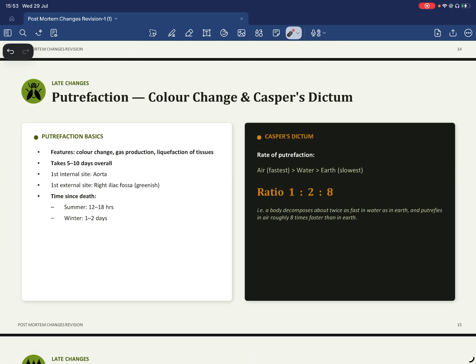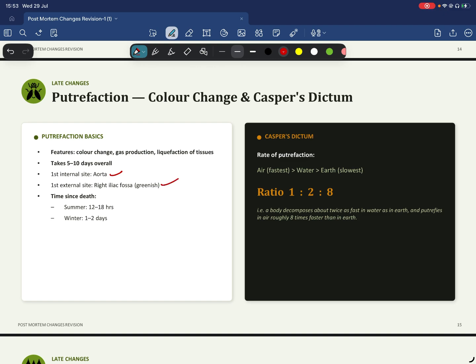Putrefaction is defined as decomposition of the body after death caused by bacterial action, leading to liquefaction of organs and tissues. The features seen are color change, gas production, and liquefaction of tissues. It takes approximately 5 to 10 days. The first site where it is seen internally is the aorta, whereas the first external site is the right iliac fossa, seen as greenish discoloration.